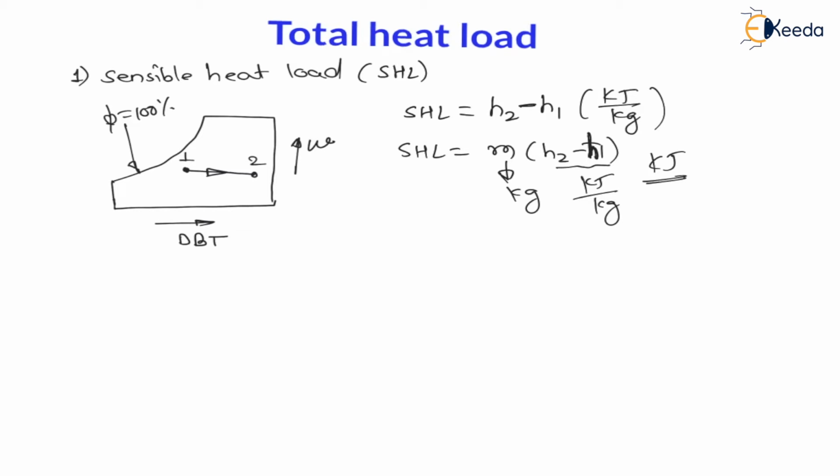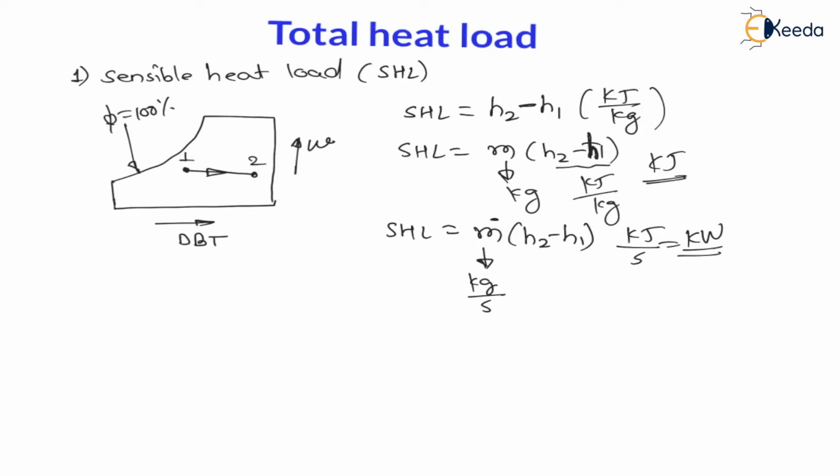Now if I want to find it in kilojoule per second or kilowatt, then sensible heat load will be equal to m dot, that is the mass flow rate, into H2 minus H1. Now here the mass flow rate is in kg per second, and this enthalpy difference is in kilojoule per kg. Therefore the answer will be in kilojoule per second, which is nothing but kilowatt, right? This is called sensible heat flow rate, sensible heat load, right?